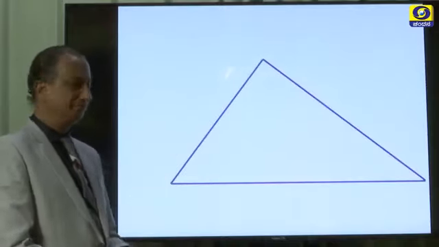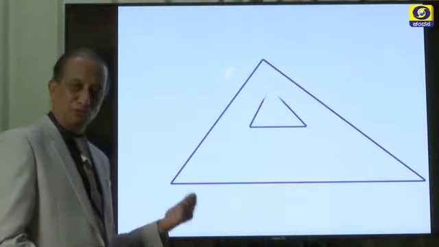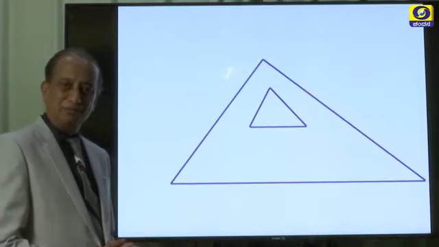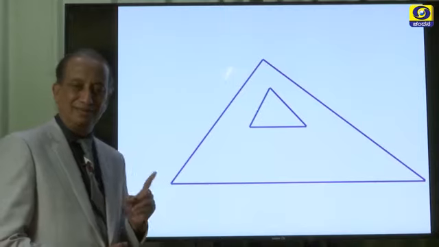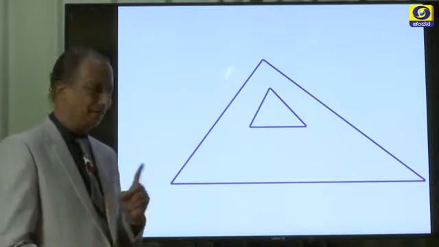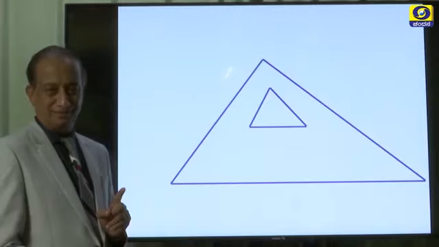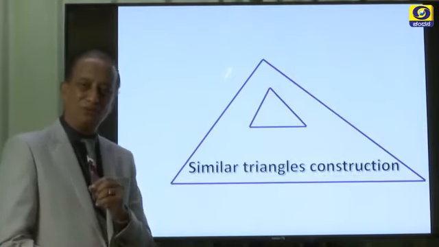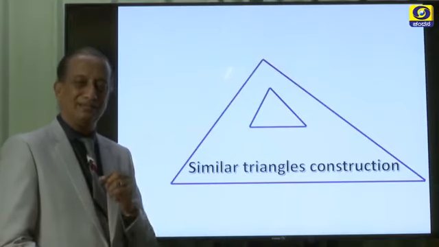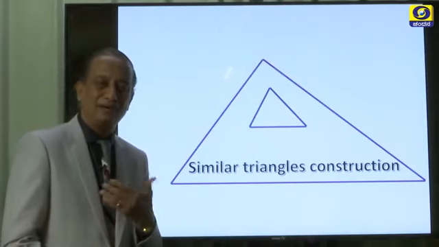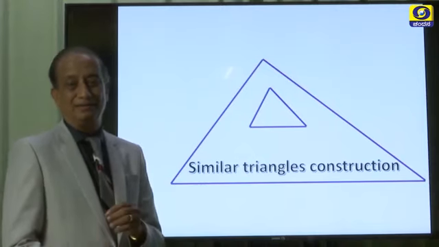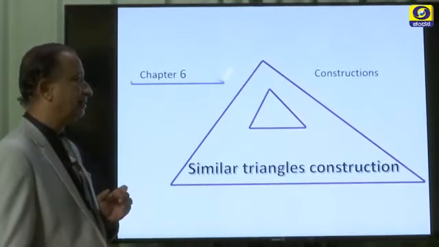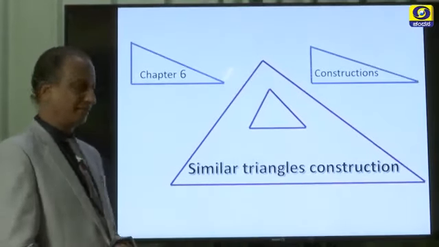Here is a triangle and one more triangle smaller to it. Don't you think they have got the same shape? Once they have the same shape, we all know that they must be similar triangles. So, today let us try to understand how we can construct a triangle which is similar to another triangle given a scale factor. This is in fact chapter number 6 under the chapter constructions.